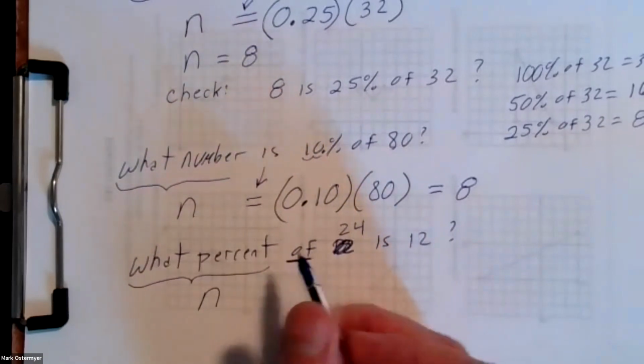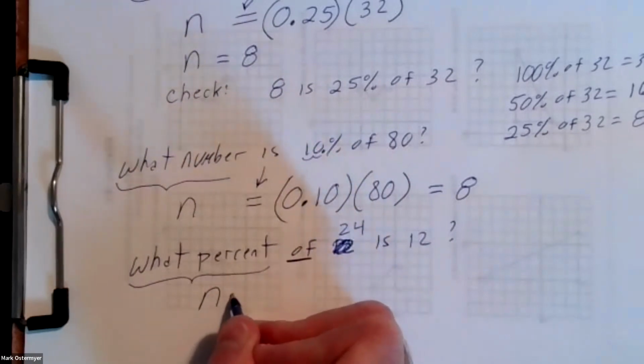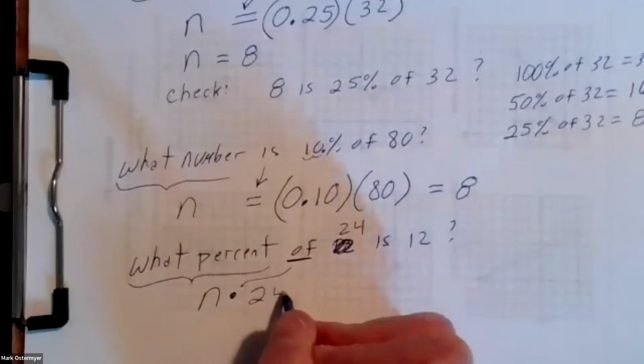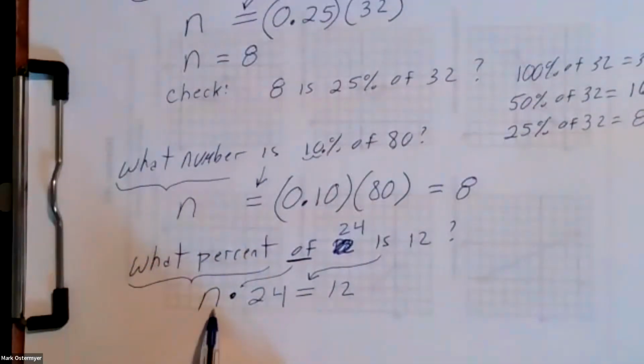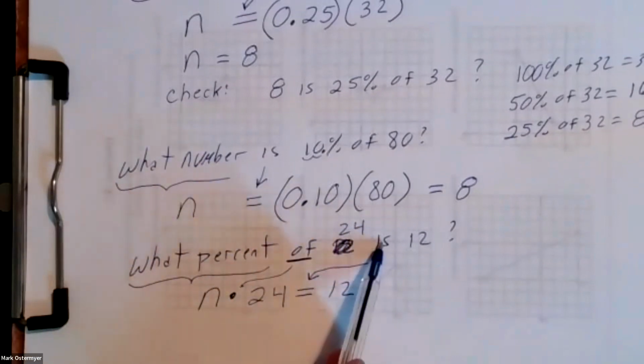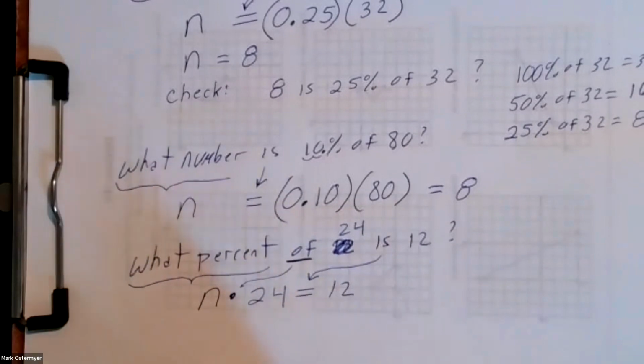Of means to multiply. Of means to multiply, times 24. Is means what symbol? Equals 12. Everybody see how he set this equation up here? What percent means variable, unknown. Of means multiply, 24. Is means equals, 12. See that?